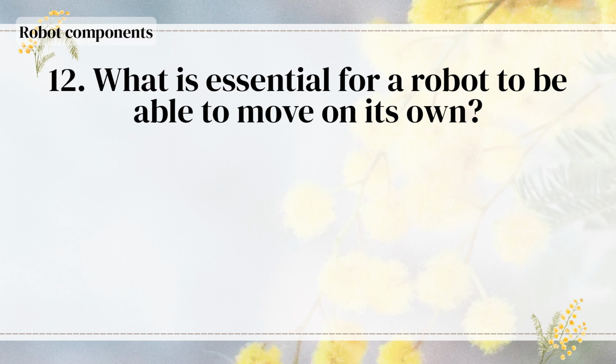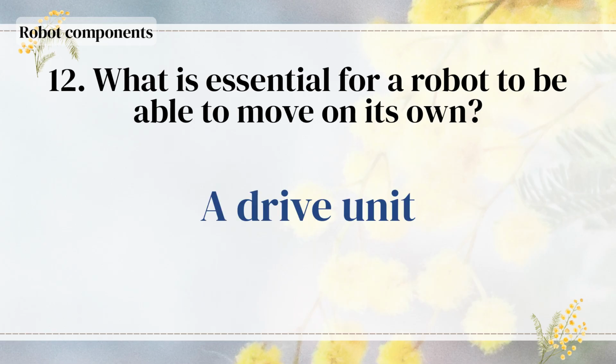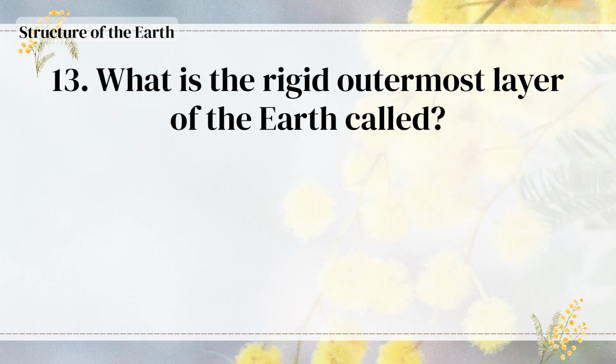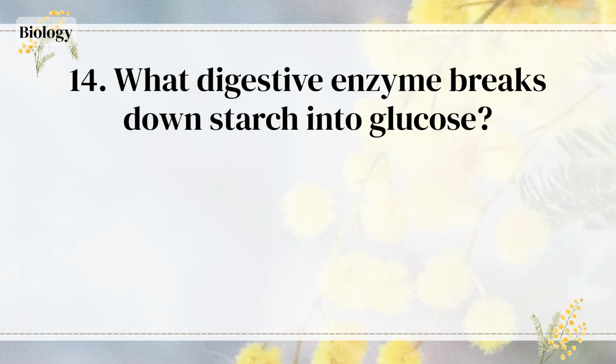What is essential for a robot to be able to move on its own? A drive unit. What is the rigid outermost layer of the Earth called? The crust. What digestive enzyme breaks down starch into glucose?